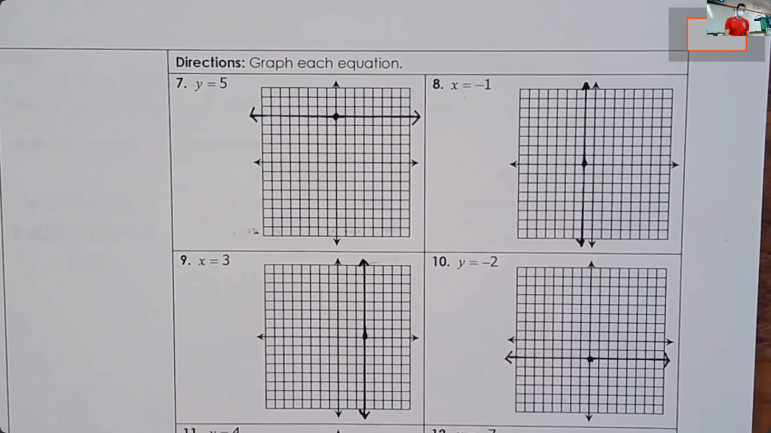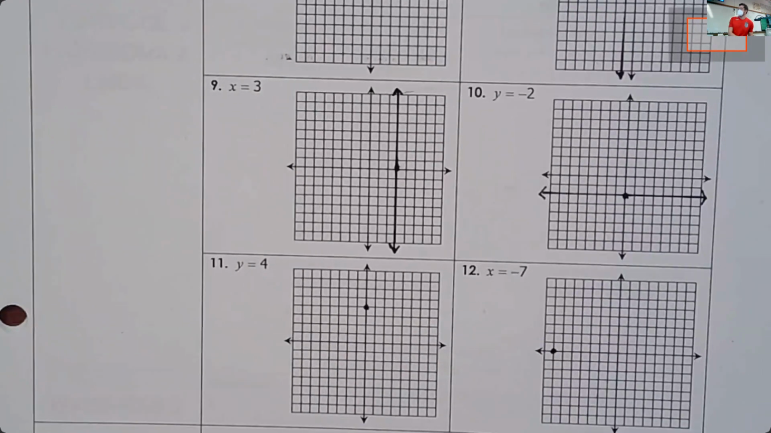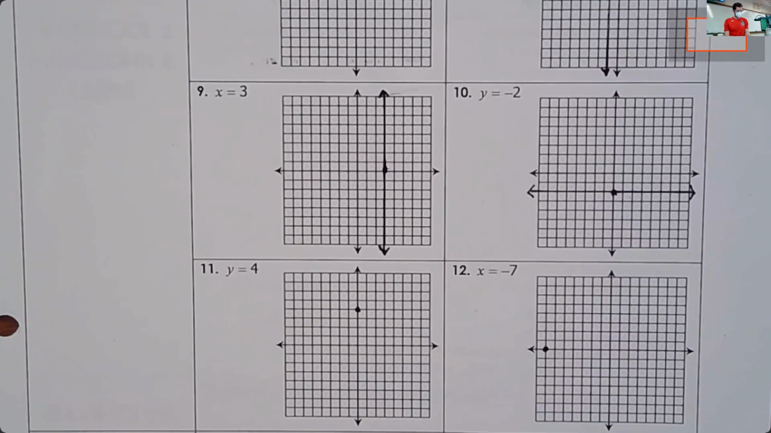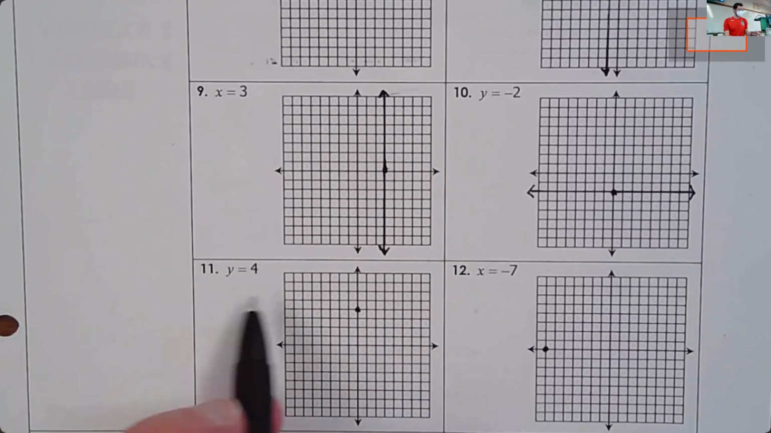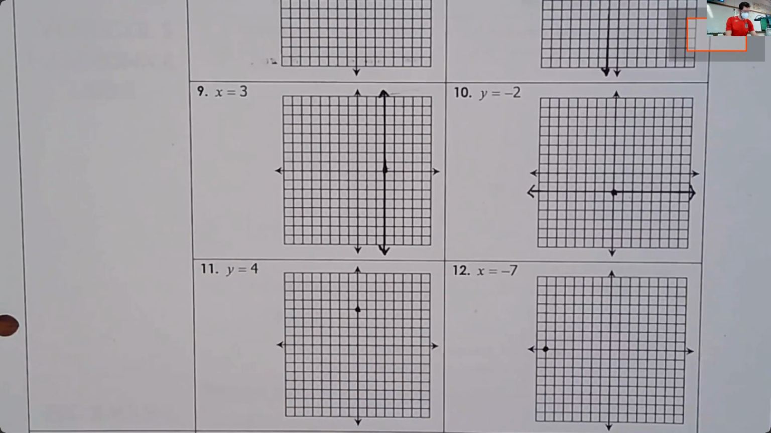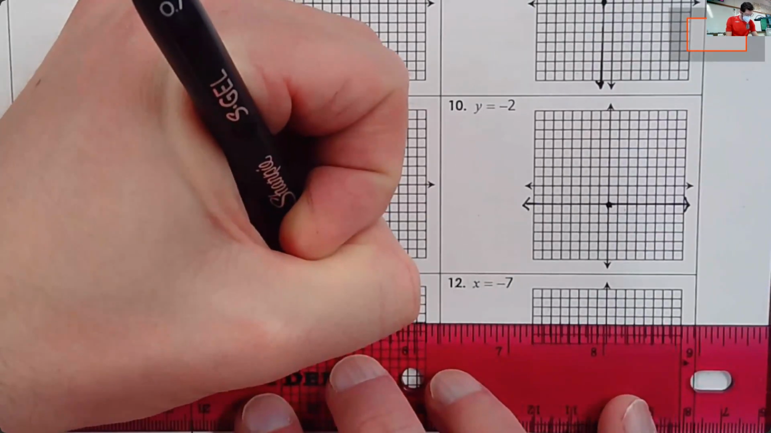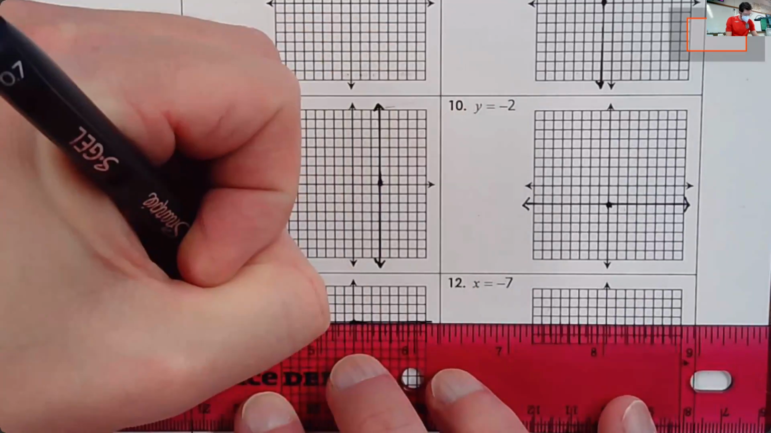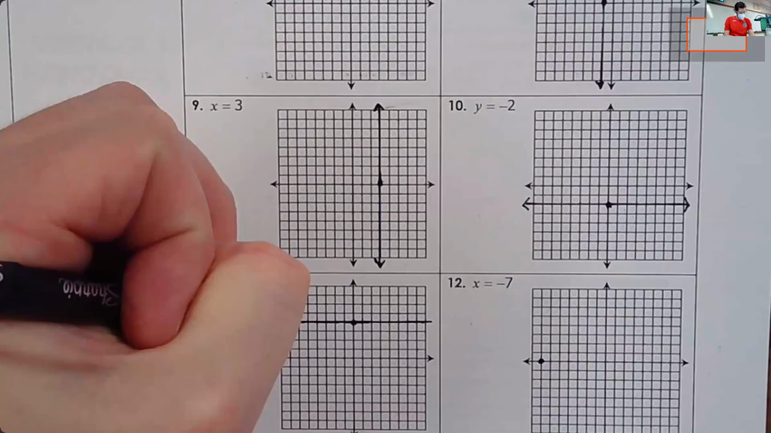All right, number 11 says y equals 4. So the point goes on the y-axis there up at 4. So up 4 spaces, it's right here. If it's just a y equals a number, that's going to be a horizontal line. Up at +4. So there's that.